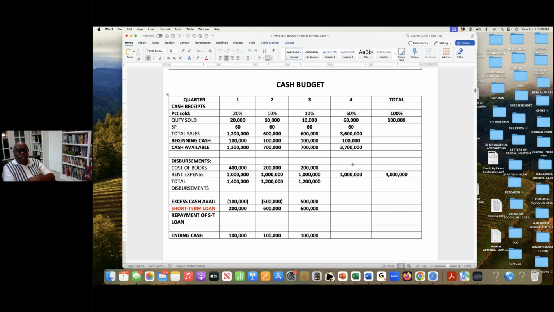How much our books gonna cost us? 1.2 million. So take your word for this, 1.2 million. So our total disbursements are what? 2.2 million.